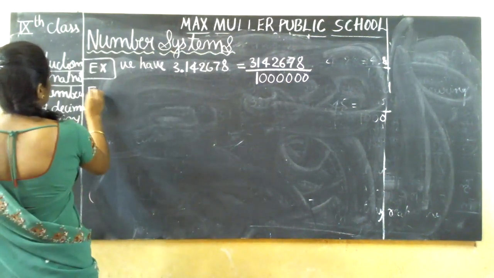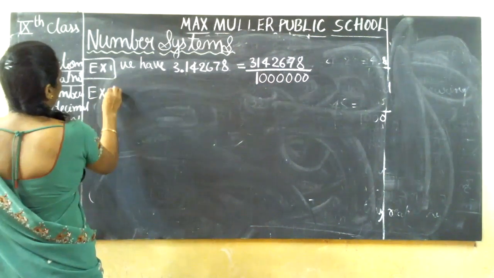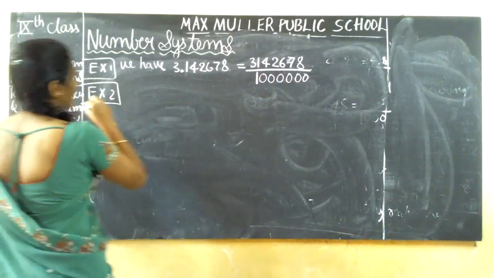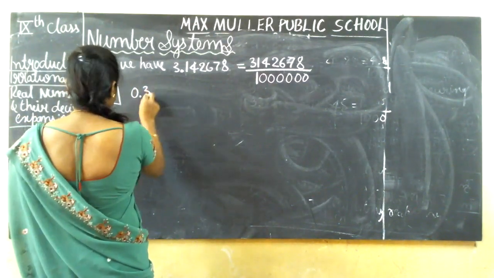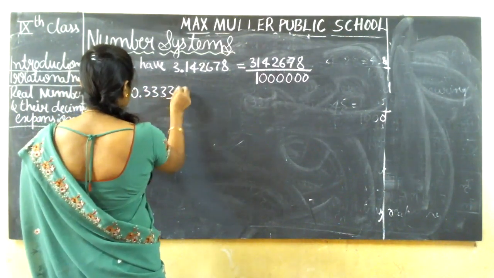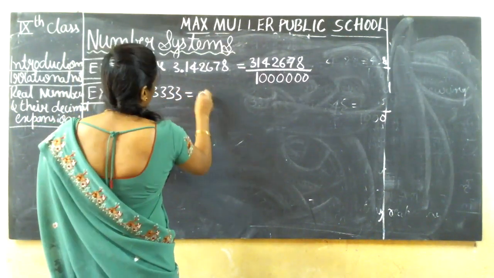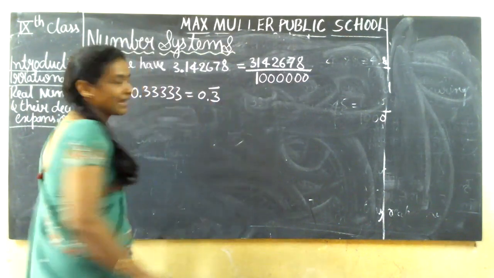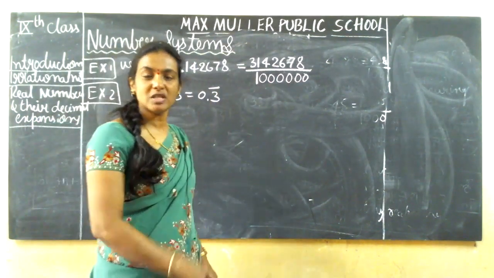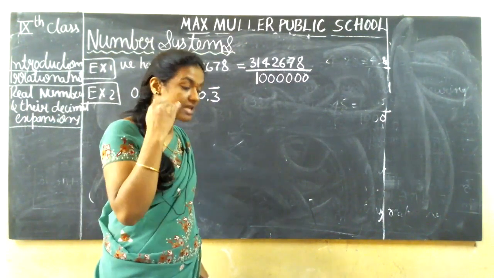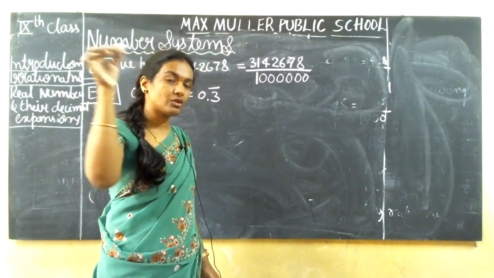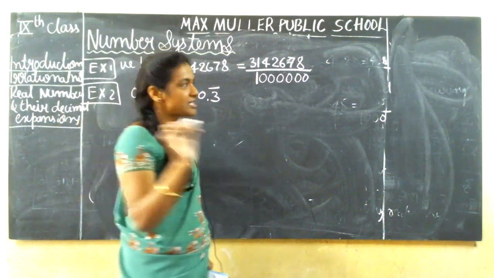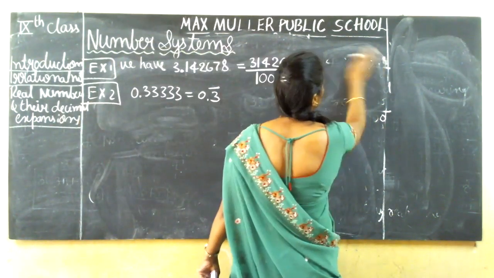That is example 2. What you need to do here is show that 0.333... How will you write this? As I explained to you in the last class, if you have written one bar on a number, it means that number is going to repeat. Do you remember or not, guys?